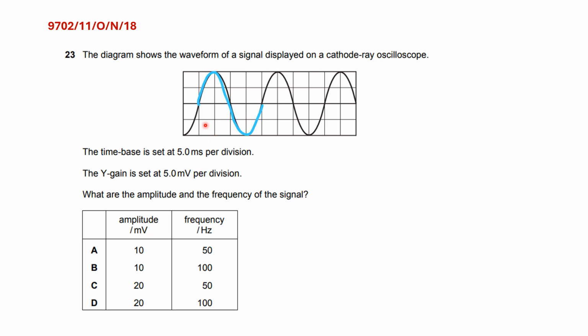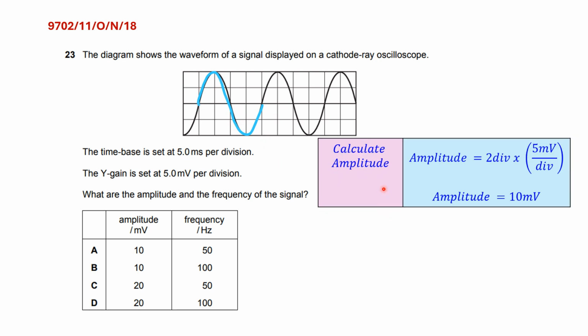So first, let's identify one cycle. You can pick any. I select this one. Now, to calculate the amplitude, we need to count how many boxes you have from this equilibrium line, or the line that divides the wave into two equal parts, to the crest or to the trough. So in both ways, we have 2 boxes.